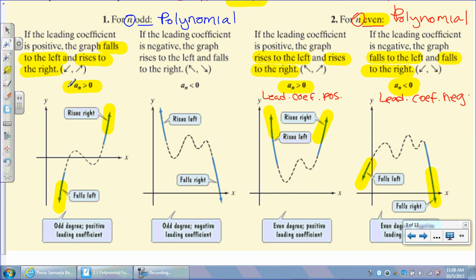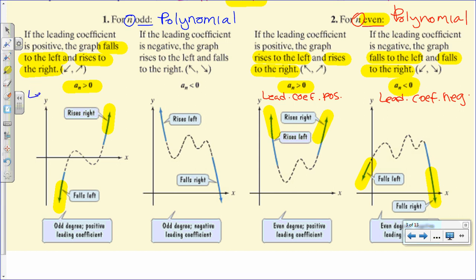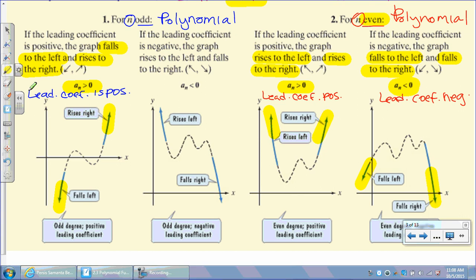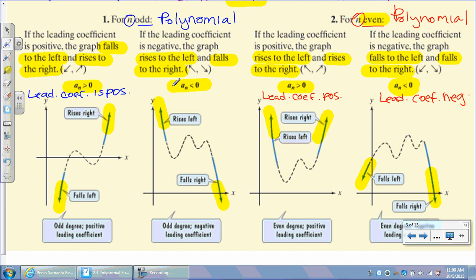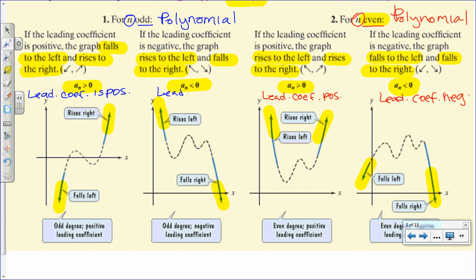And keep in mind that when we say a sub n is greater than 0, we're saying that the leading coefficient is positive. All right, let's look at the next one. The leading coefficient is negative, less than 0. And so in this case, it will be the opposite end behavior, and we will refer to it as it rises to the left and it falls to the right. So a sub n less than 0, that means that the leading coefficient is negative.